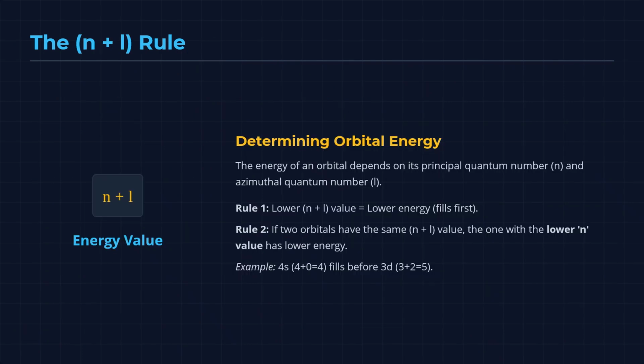Now next principle, this I have completed, this n plus l rule. Also remember it, that is the n plus l rule. This is also known as the Bohr-Bury rule, which shows that greater the value of n plus l, higher will be the energy of the orbital. So this n plus l rule helps to determine the orbital energy. The energy of an orbital depends on its quantum numbers, that is principal quantum number and azimuthal quantum number.